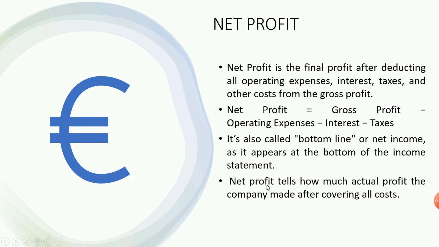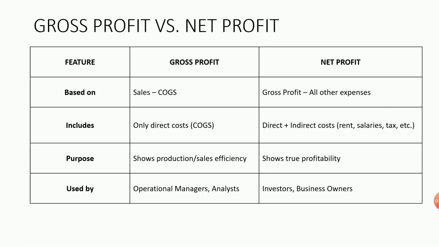So this net profit tells how much actual profit the company made after covering all costs. So this is known as net profit. These are the two different types of profits. Now I have given a comparison chart. See here what it is based on. Gross profit is based on this formula, sales minus cost of goods sold, and net profit is gross profit minus all other expenses.